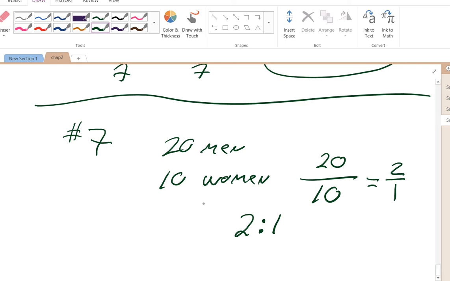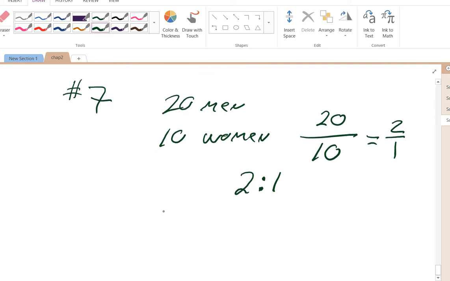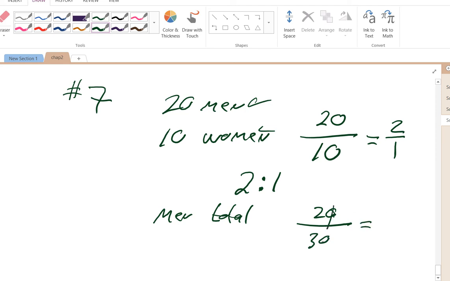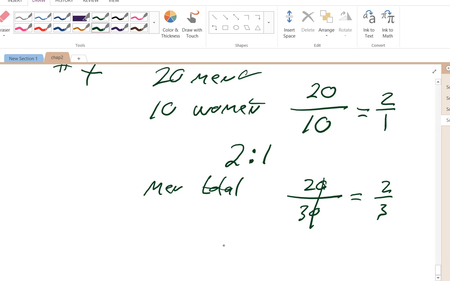Okay, and then they might have you do 1 to the total. So if we had men to total, then you would have 20 over, what's the total number going to be? If we have 20 men, 10 women, what's the total? 30, yep. So that would be 2/3. And then as a colon, that would be 2 to 3. That's how you would write that. 2 to 3.